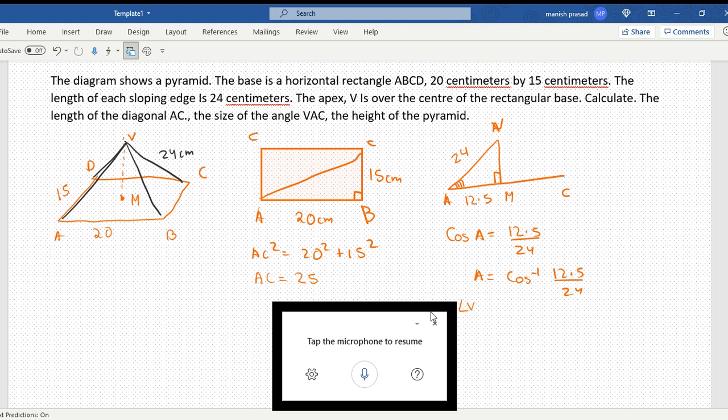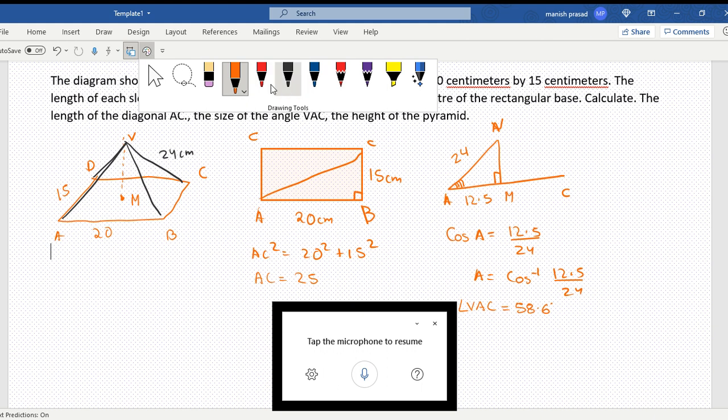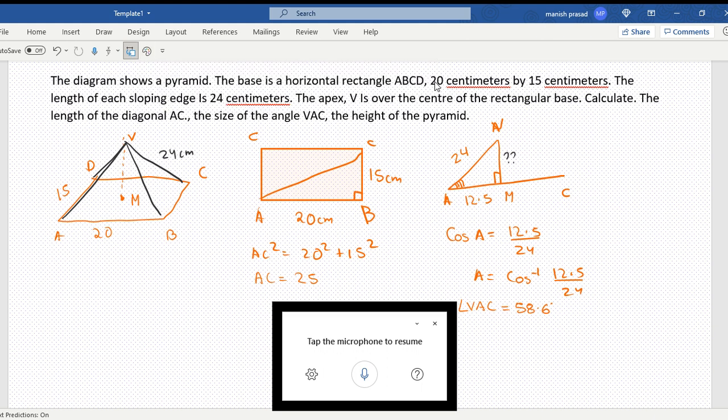So angle VAC, we get it as 58.6 degrees. Second thing is done. Now we have to find the height of the pyramid. The height of the pyramid is nothing but VM. So now we can use the Pythagoras theorem and find the value of this one.